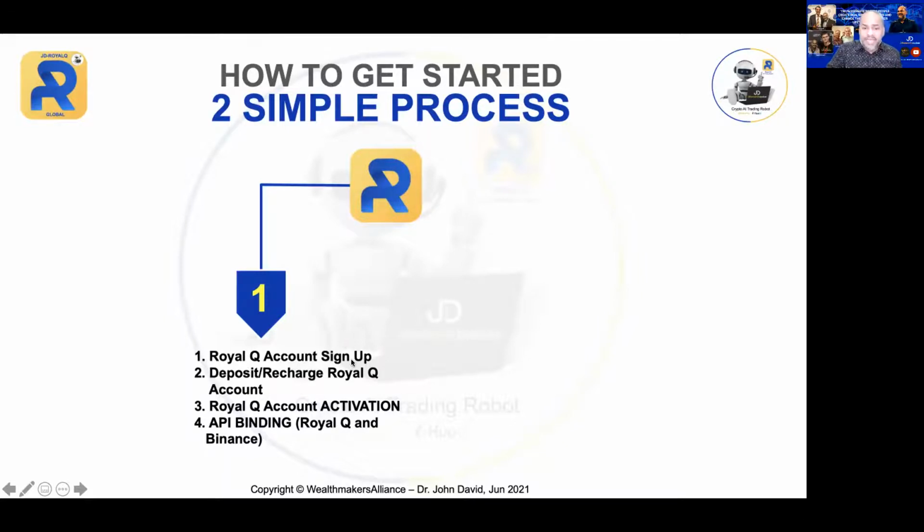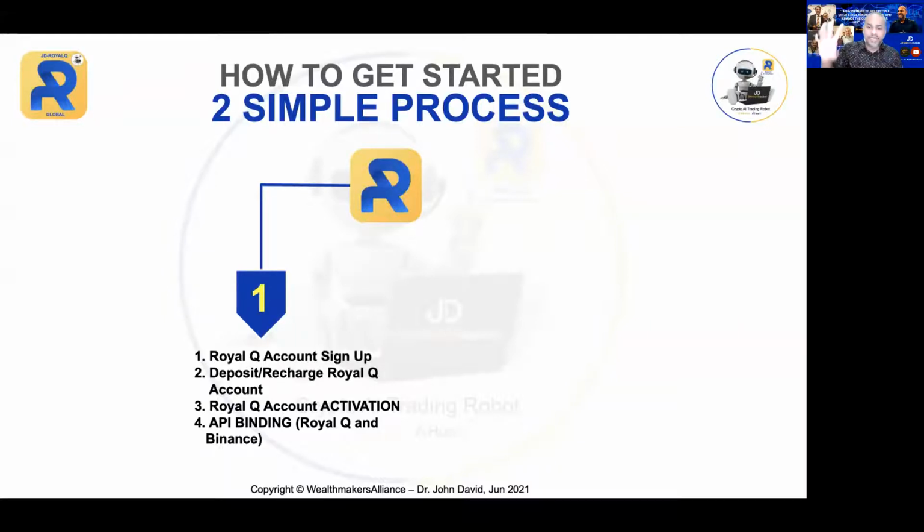Once you have signed up, then you need to deposit. On some phones, like Mac or Apple, they will call it recharge. It's the same thing, either deposit or recharge. Once you have done that, the next step is to activate your account. And finally, you have to do the API binding with the Binance account. That's the reason why you need to have the Binance account ready. After this presentation, you can learn from my YouTube channel how to get your Binance account started.